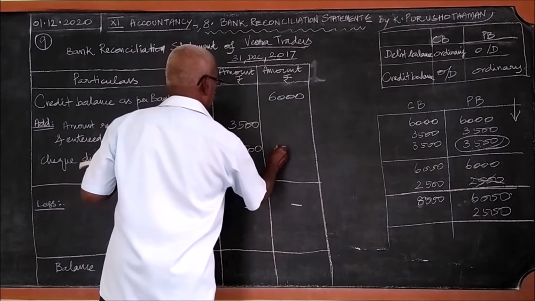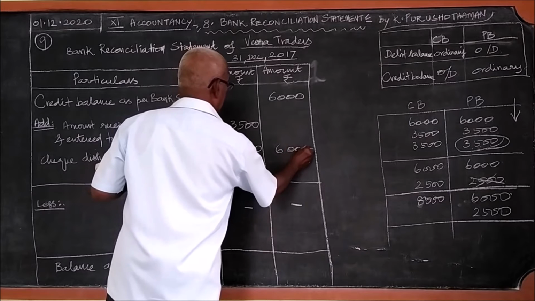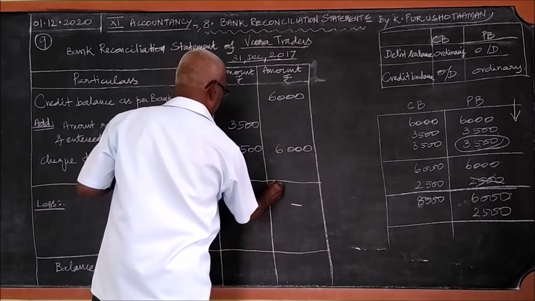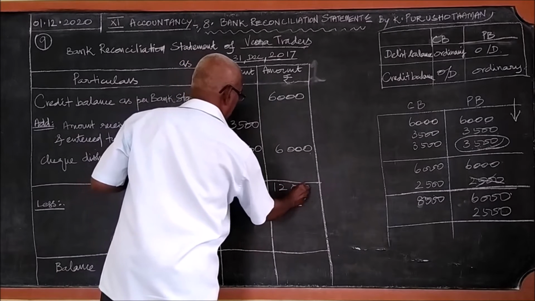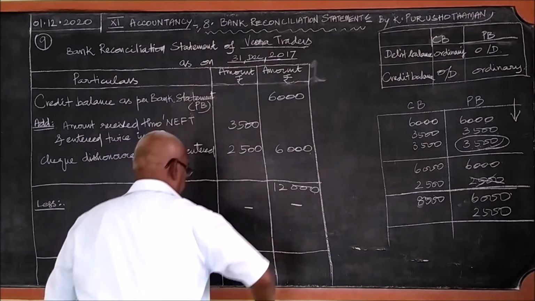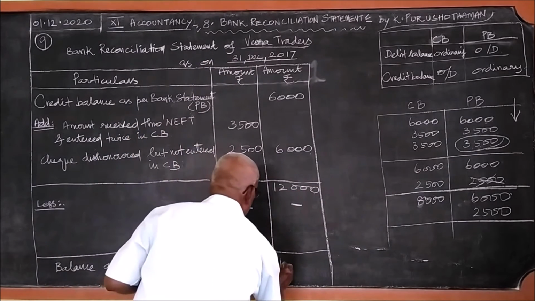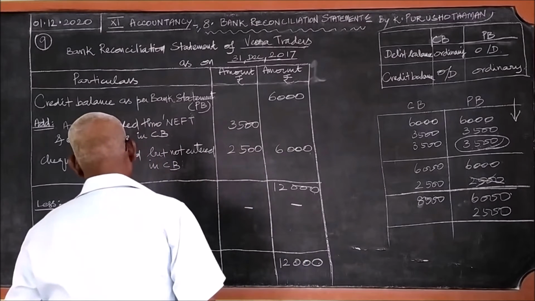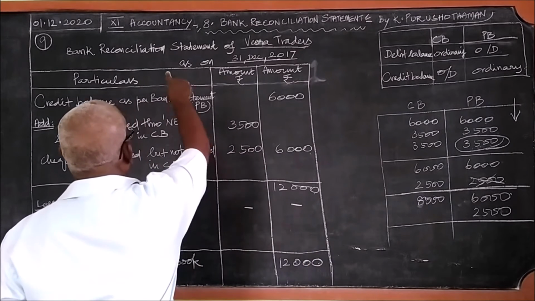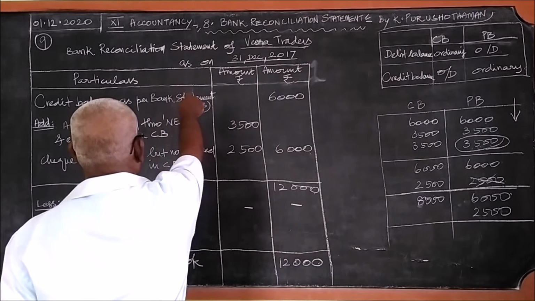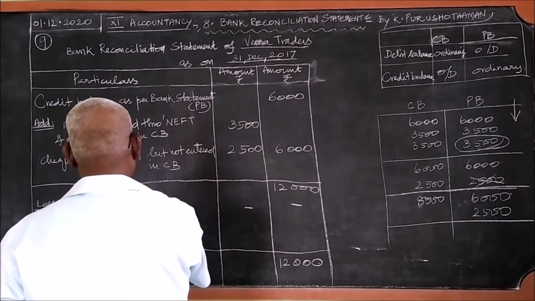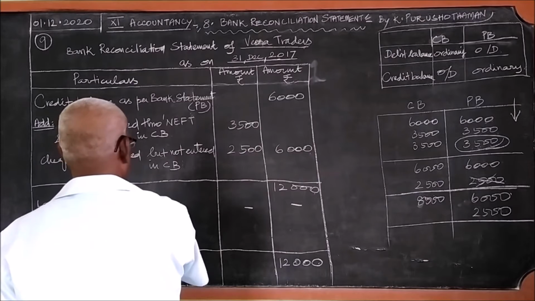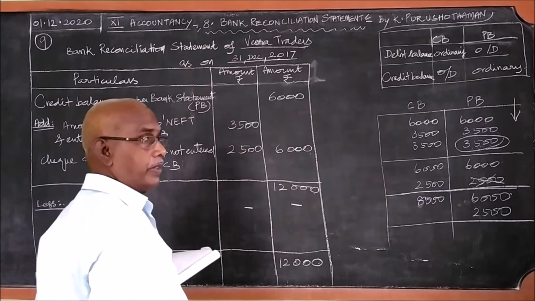So what it is, the total of this is 6,000 and therefore 6 plus 6, 12,000. No amount to minus, therefore 12,000 minus 0, it comes to 12,000. As I said, we started with balance as per bank statement, passbook, and therefore we should end with balance as per cash book.